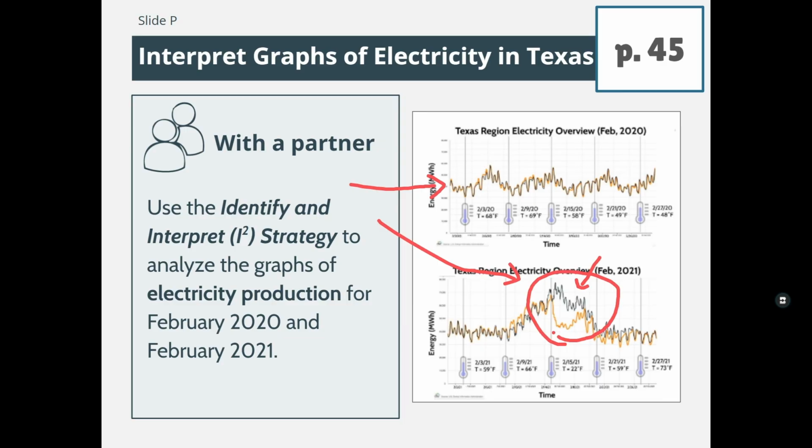So what we're going to be looking at next in the upcoming lesson is we're going to wonder, why is it that the energy production suddenly dipped down? What energy was the cause for the energy to suddenly spike downwards instead of being able to meet the demands of all of the residents in Texas?